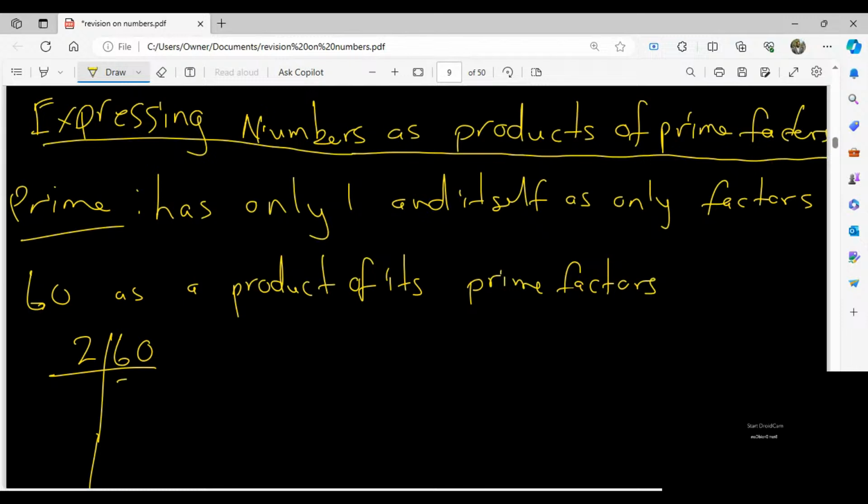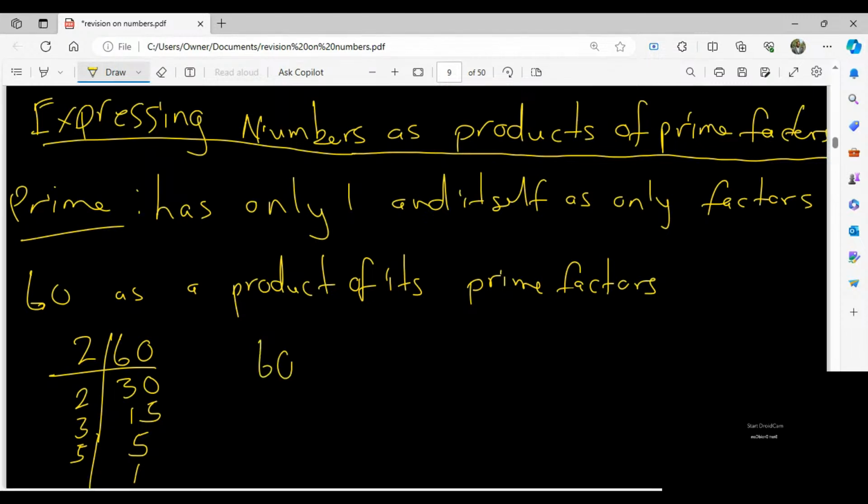2 into 60, we get a 30. We divide again the 30 by 2. 30 divided by 2, we get a 15. 2 is no longer a factor of 15. The next lowest prime number is 3. 3 into 15, 5. 3 is no longer a prime factor of 5. So we divide by 5 itself, it's a prime number. So 5 into 5, 1. When we reach this stage, we've finished.